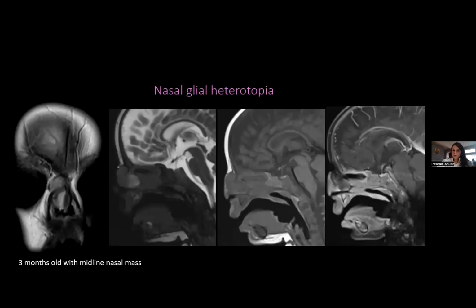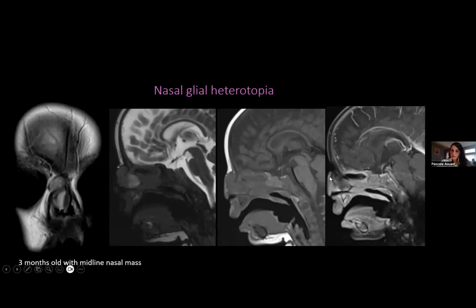This is an example of a nasal glial heterotopia in a 3-month-old patient who presented with a midline nasal mass. So we can appreciate a mass of heterogeneous T2 signal in the region of the subcutaneous soft tissues at the level of the glabella, as well as a component within the nasal region.